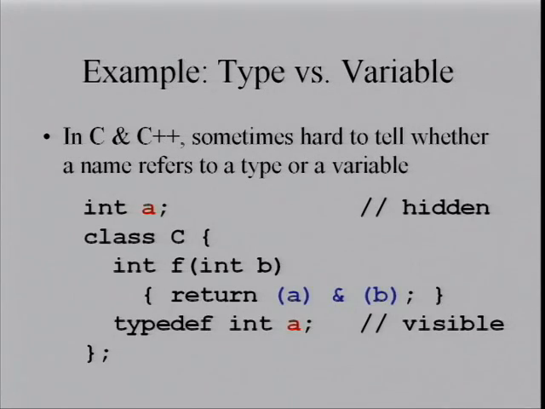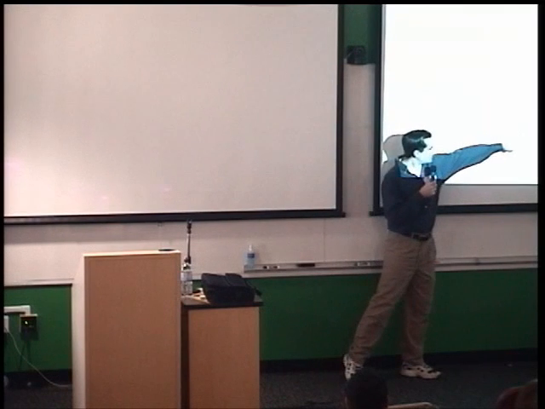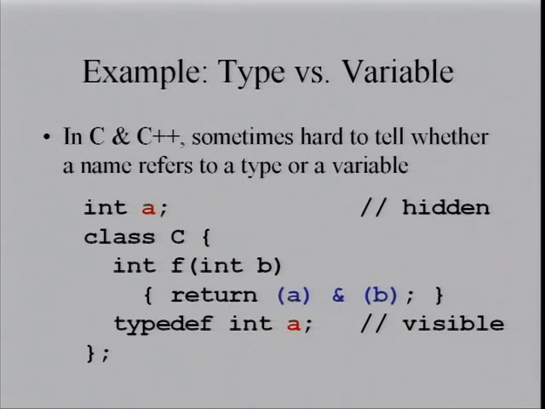However, in C++, this is especially difficult because of the scoping rules. So within the body of a method inside of a class, all of the declarations in that class are visible, meaning that in this example here, this is actually a cast because what's visible is the typedef that actually occurs syntactically after it.